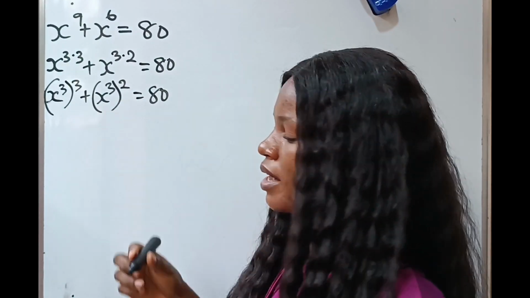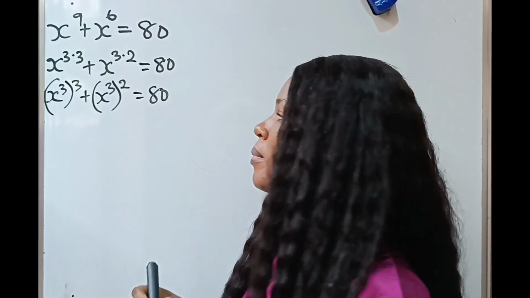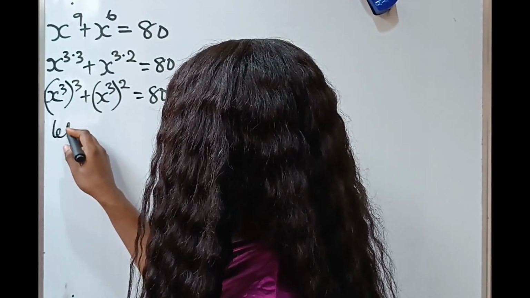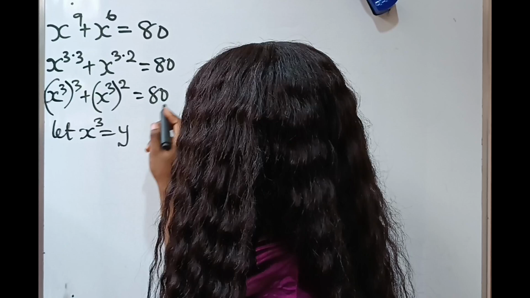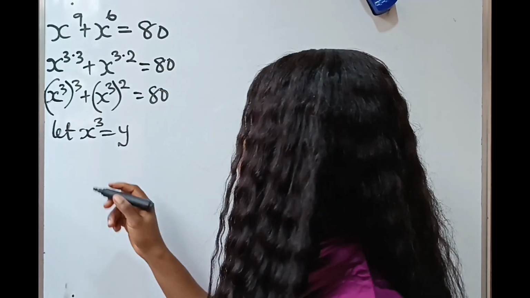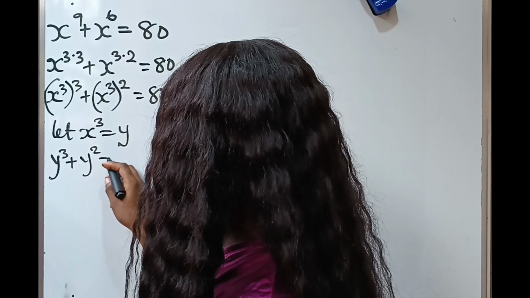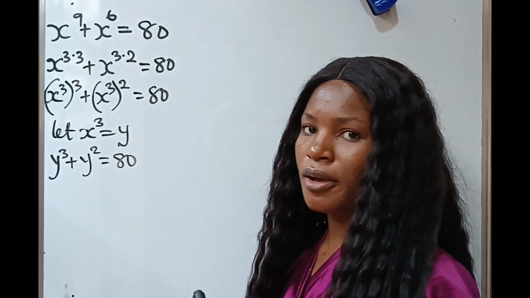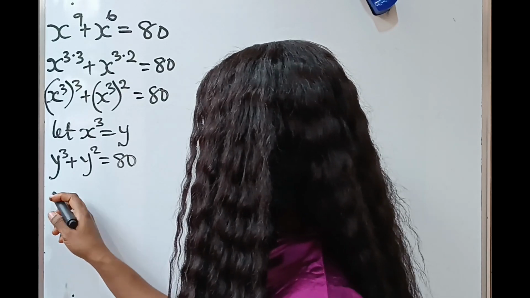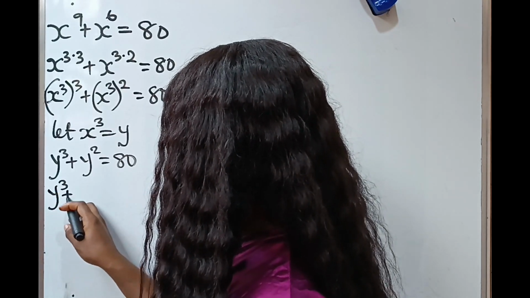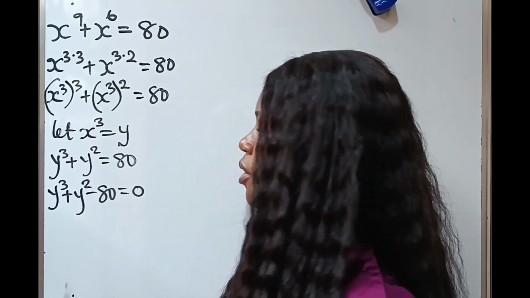Now we have the same thing here and here. We can simplify the equation by giving that an alphabet. So we can say let x to the power of 3 be equal to y. That means this equation now becomes y to the power of 3 plus y squared is equal to 80. Now let's bring this 80 inside. If we do that, we have y to the power of 3 plus y squared minus 80 is equal to 0.